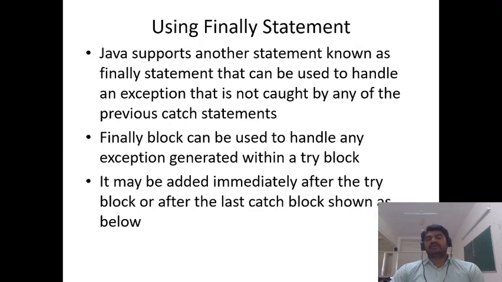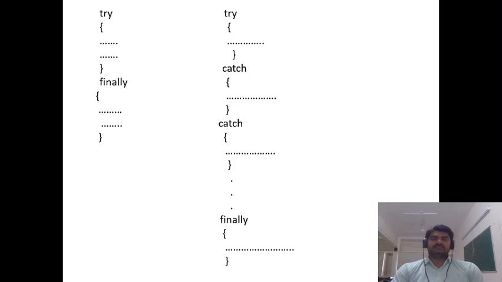So you can add this finally block immediately after the try block, or you can add it after the last catch block. Okay, so you can just see this diagram. You can add this finally block immediately after the try block, or after the last catch block. Try, catch, catch, and so on. After the last catch, you can add the finally block, or immediately after the try block, you can add the finally.